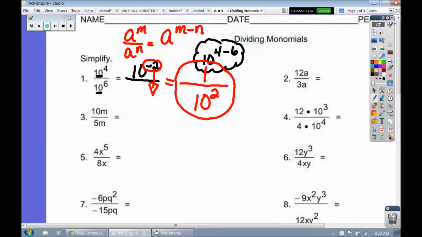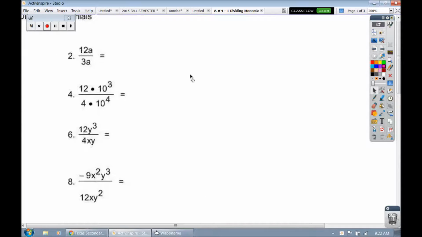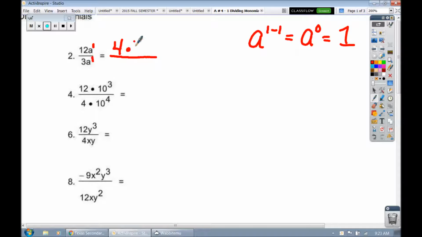Let's look at question 2 here. So let's start by drawing our fraction bar here. Okay, start with the numbers, 12 over 3. 12 over 3 is a whole value of 4. If you get a whole number, it goes on the top. a to the 1st divided by a to the 1st. Well, remember our rules, just subtract the exponents and you get a to the 0. What is anything to the 0 power? It is a value of 1. And if I took 4 and multiplied it times 1, I would be left with an answer of 4.